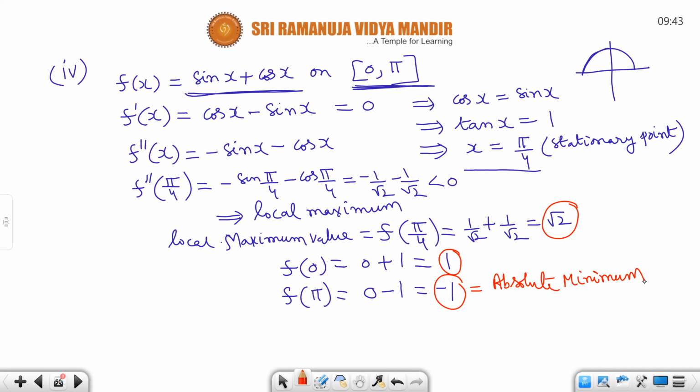Which is the greatest one out of the three? Root 2. So that is the absolute maximum value, or global maximum value, or the greatest value of the function in the given domain 0 to pi. Okay. All right. Let us see the last bit in this.